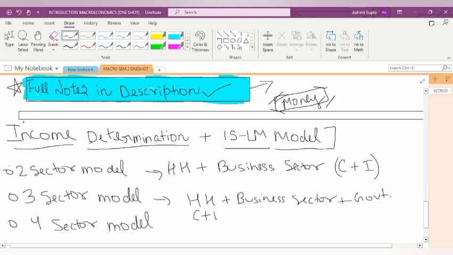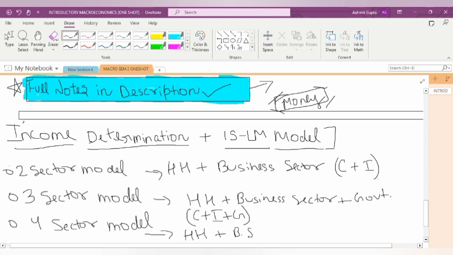It collects taxes, and also it provides transfers in the form of subsidies and all. So we include them in the form of C plus I plus G. These are some basic ones. We will straight away move to numericals, which are very important from the SEM-2 perspective.